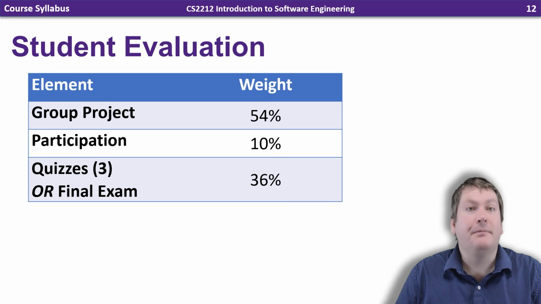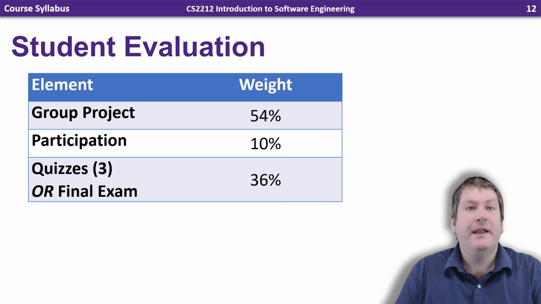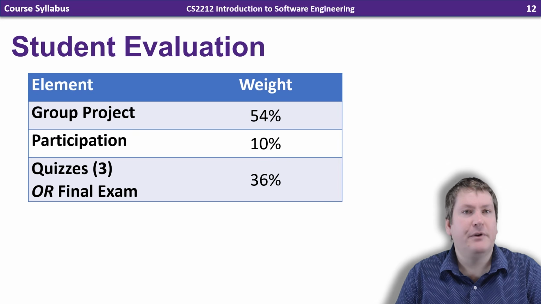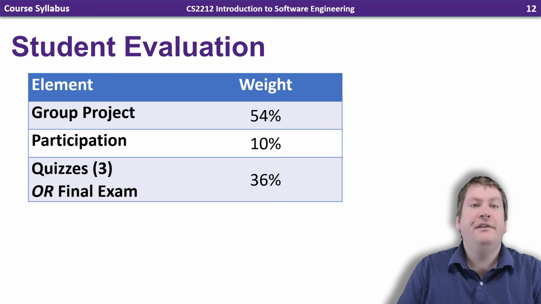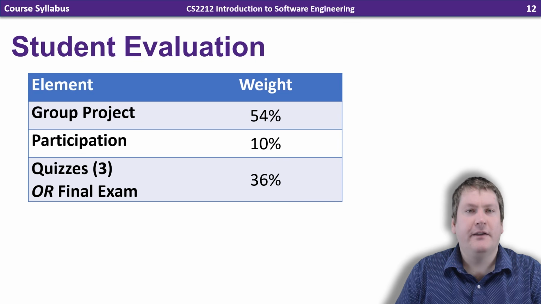Now, on to what you're probably really worried about, student evaluation. There are 3 big elements in this course. The group project, which is going to be 54% in total. We'll break that down in a little bit. Participation, which will be for attending that Tuesday lecture time, is going to be worth 10%. And quizzes or a final exam. I'll explain what I mean by that in a little bit, but that's going to be worth 36%.